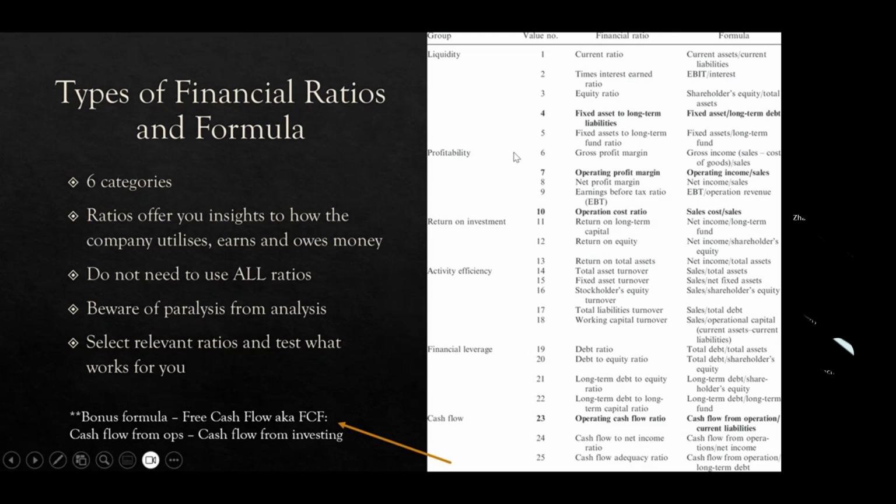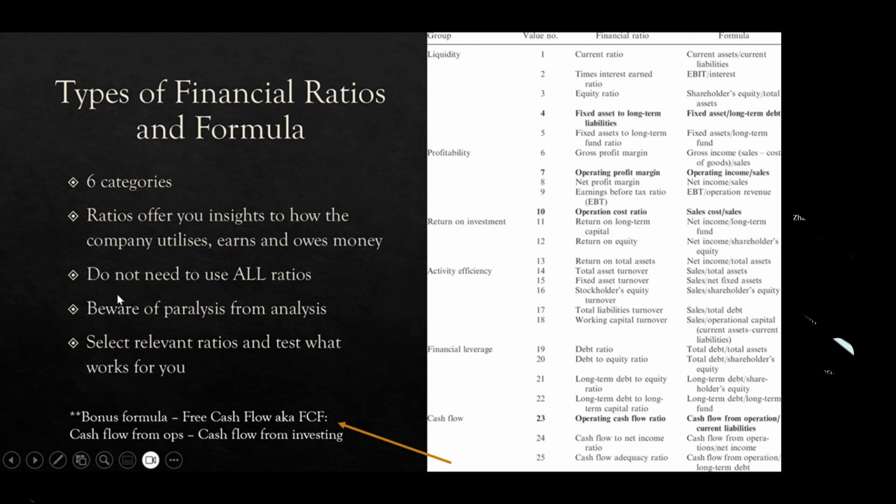Okay. So for financial ratios, typically there are six categories as listed over here. So firstly is liquidity, profitability, return on investment, efficiency, leverage or debt, and then cash flow. Okay, and these ratios offer you insights into how the company utilizes, earns, and owes money.